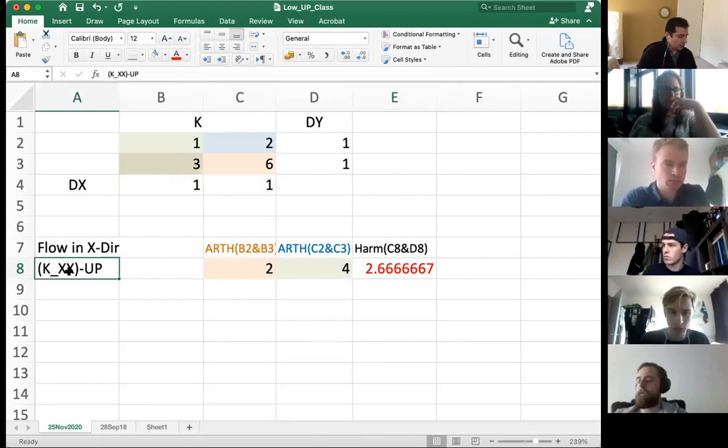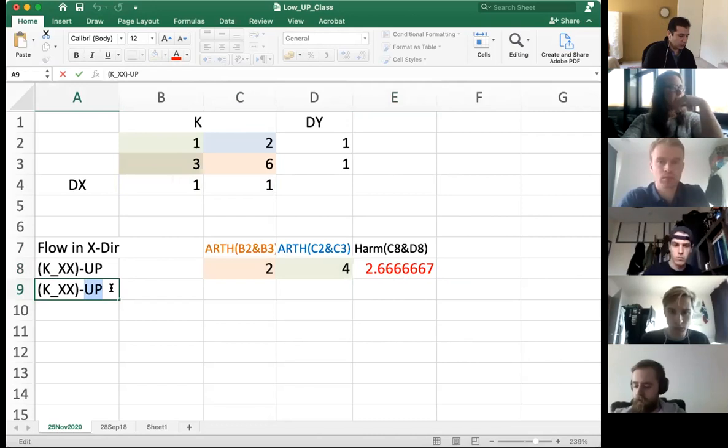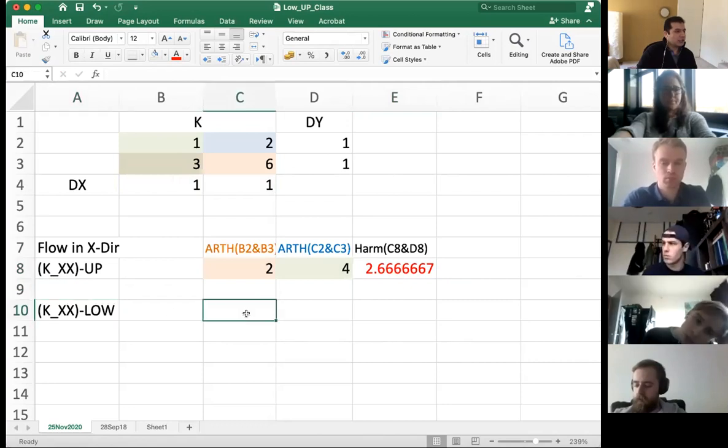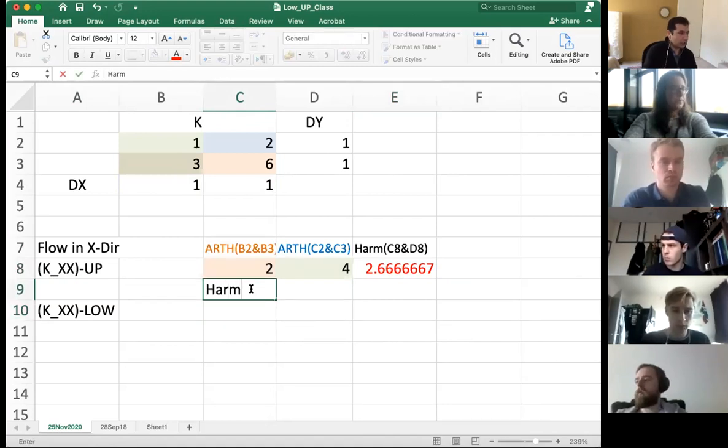Let's do the, I copy this, put it here. Let's do the lower bound. Let's do the lower bound in X dimension. Lower bound, let's put it one row here. Do I have to do first arithmetic or harmonic? I need to do harmonic. Between what two values?